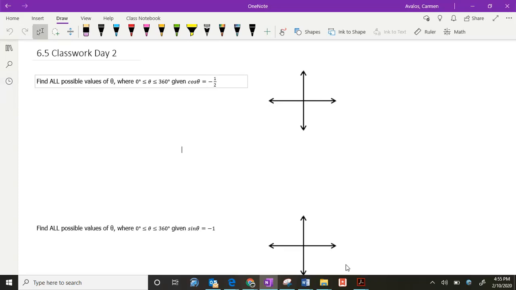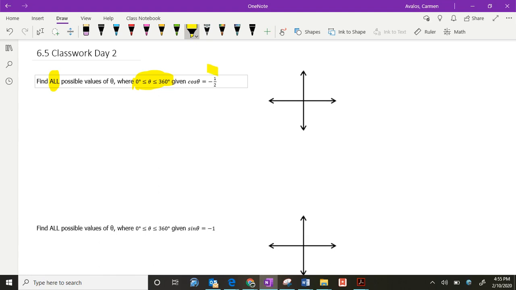So we are going to find all possible values of theta. This is the important thing right there: all possible values of theta. And this here is also important: it's between 0 and 360. So that's once around the unit circle.